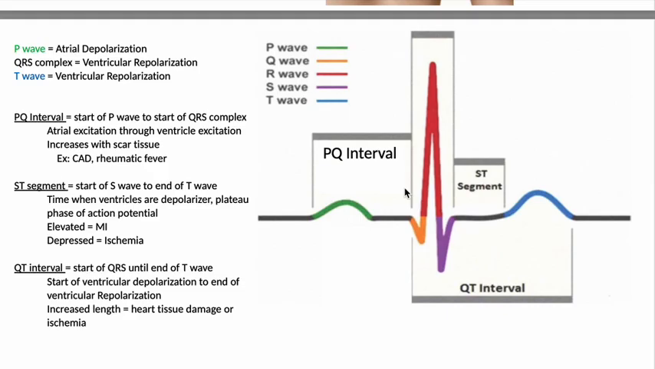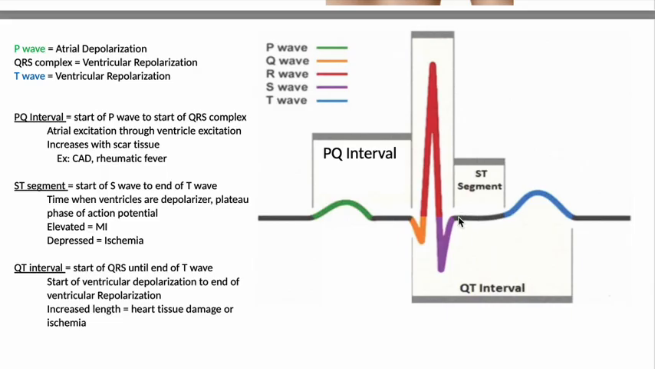We can also look at our ST segment. So the ST segment is going to be from the start of the S wave to the end of the T wave. So this is S through T. This is going to be when the ventricles are depolarized, and this is that plateau phase of the action potential. If we see this elevated, a lot of times it's going to be a good indication of a heart attack, an MI, or a myocardial infarction.